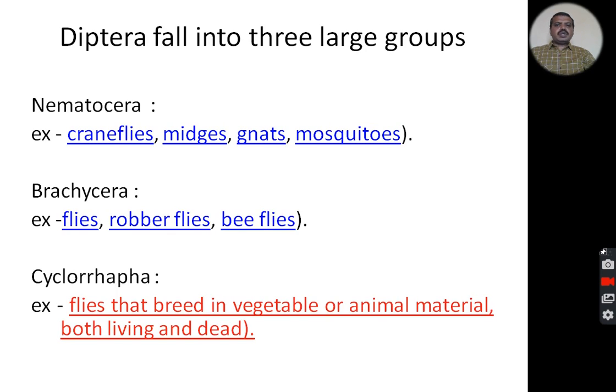Dipterans fall into three large groups: Nematocera, Brachycera and Cyclorrhapha. Examples for Nematocera are the crane flies, midges, gnats and mosquitoes, and for Brachycera, horse flies, robber flies, bee flies, etc. The last group, Cyclorrhapha, are the flies that breed in vegetable or animal material, both living as well as dead organisms.